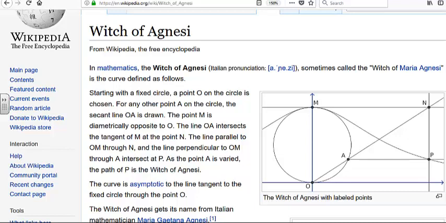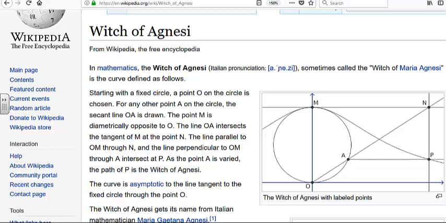Okay, that's the N up there. The line parallel to OM, this one here, the line parallel to OM through N and the line perpendicular to OM through A intersect at P. Okay, so this line, parallel line, intersects this line, I think something like that, at P. As the point A is varied, the path of P is the Witch of Agnesi. So that's this curve. So if you repeat this process for different positions of A, you get the curve that looks like that. And you can define it parametrically. That doesn't look too spooky to me.